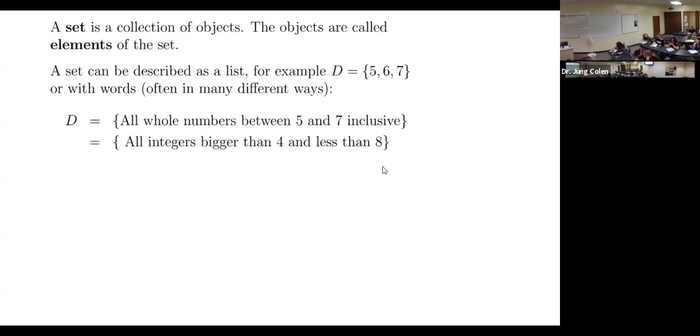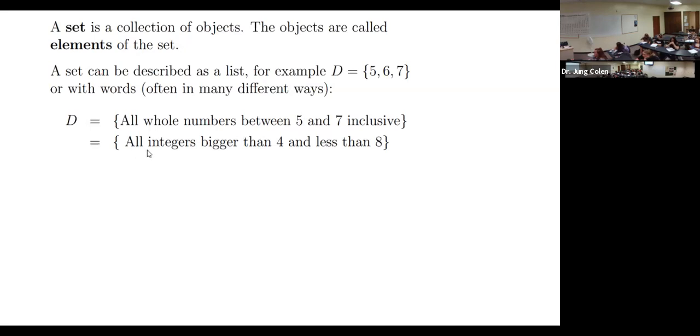So let's compare these two. These are exactly the same thing, but the way I describe it is different. One way: all whole numbers between 5 and 7, inclusive. What does inclusive mean? We're including these two numbers, 5 and 7. So we are taking all the numbers in between 5 and 7, which is 6, but we are including 5 and 7 too, so 5, 6, 7, right?